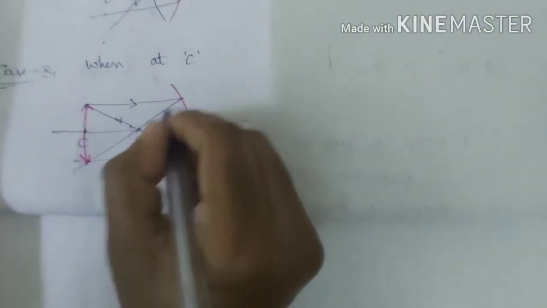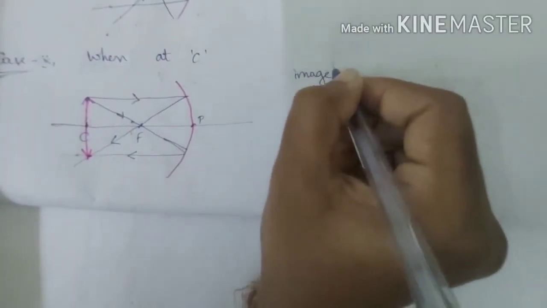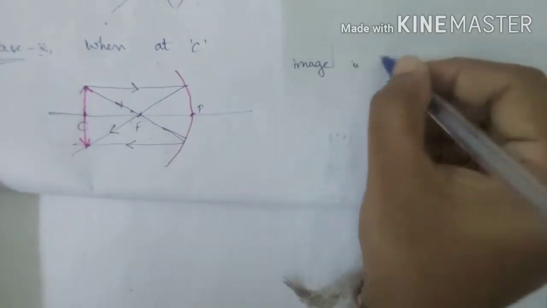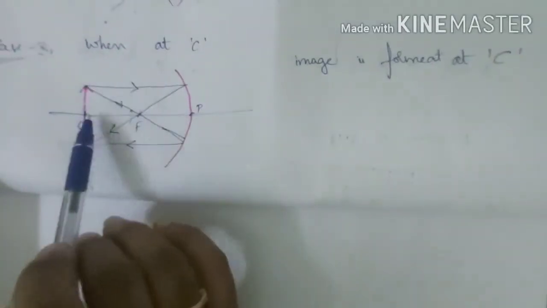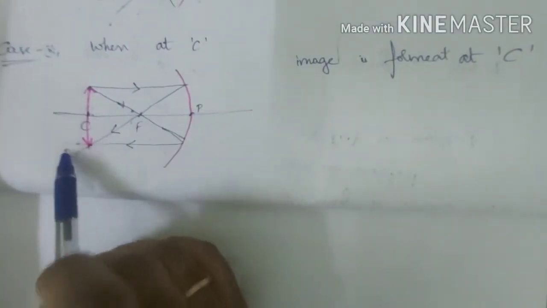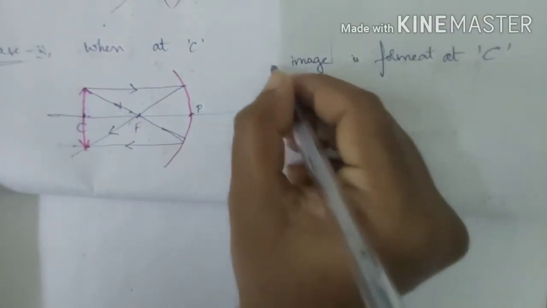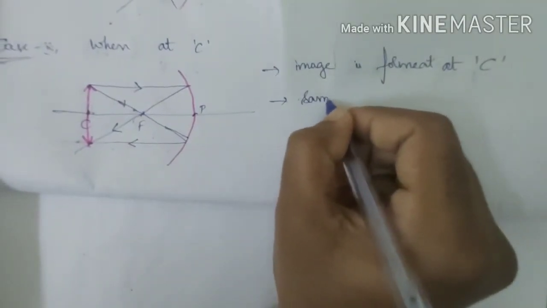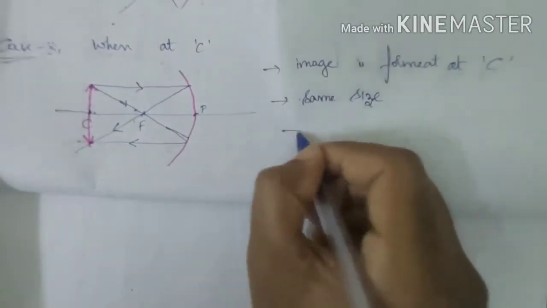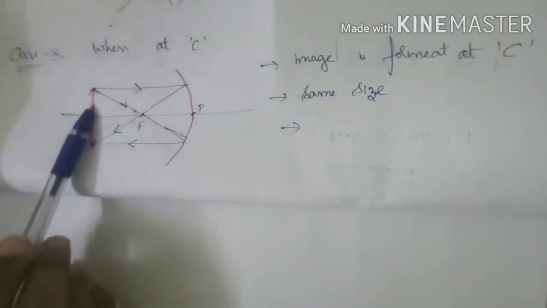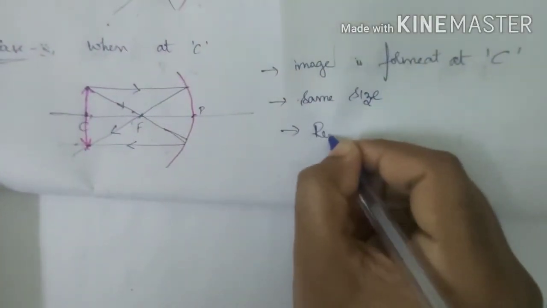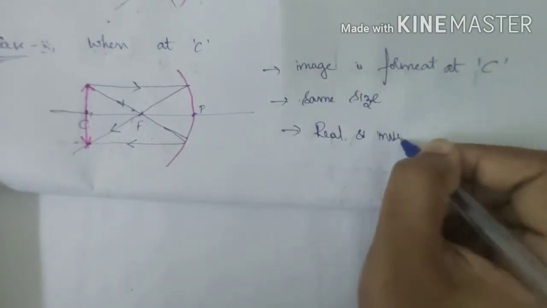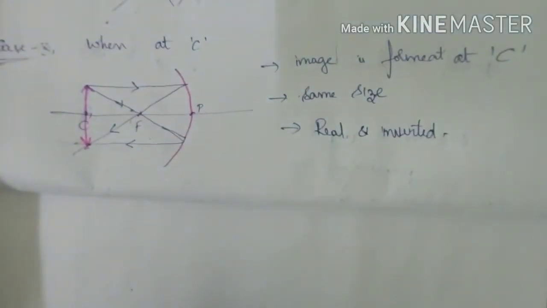Ray 1, ray 2 gets reflected like this and this as such, which means the image is formed at C. If the object is at C, then the image is also formed at C, of same size, but real and inverted. See here, this is upright, which means straight, but here it is upside down, which means the image is real and inverted. Now we have case 4.